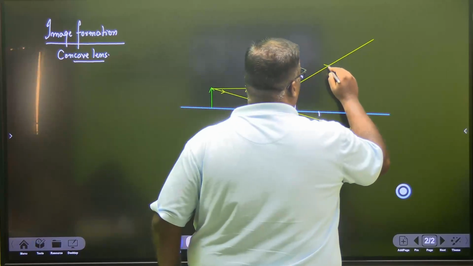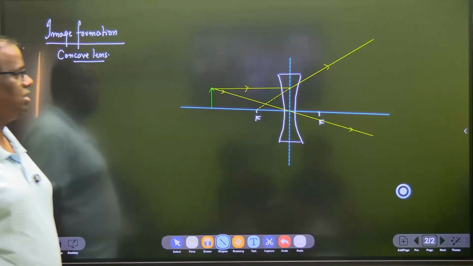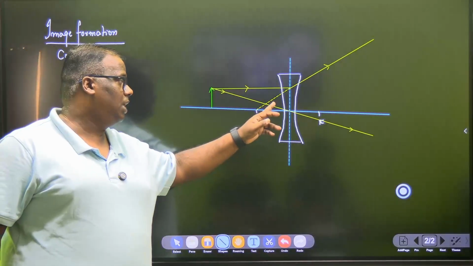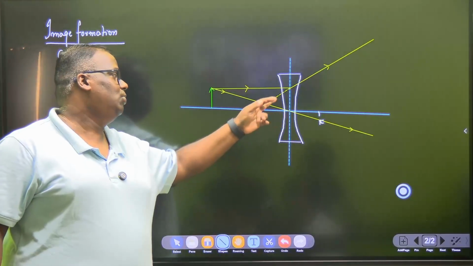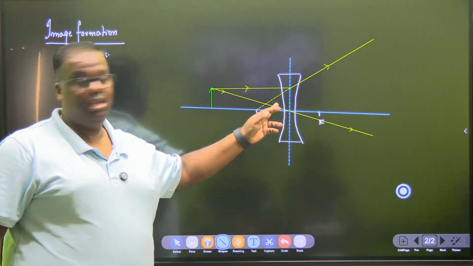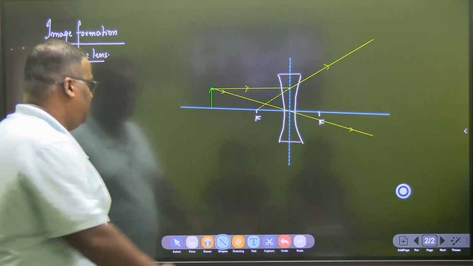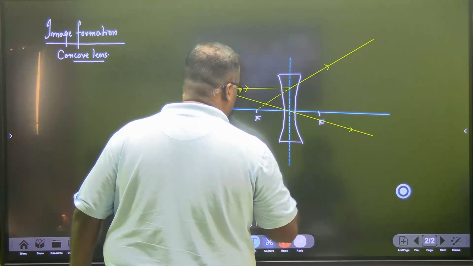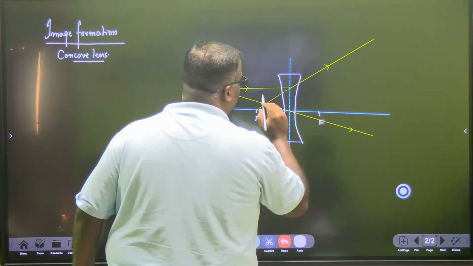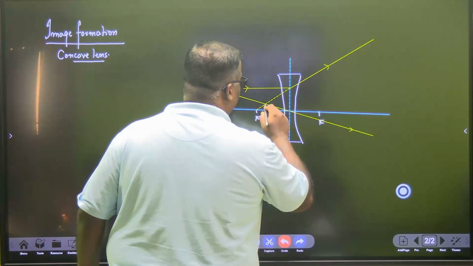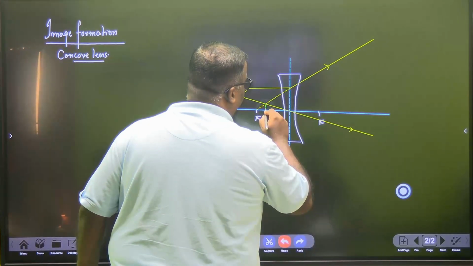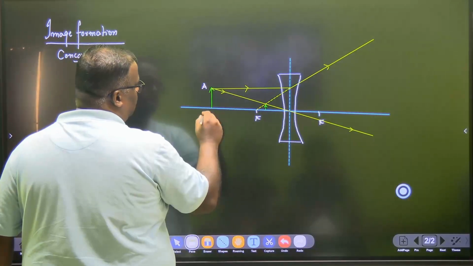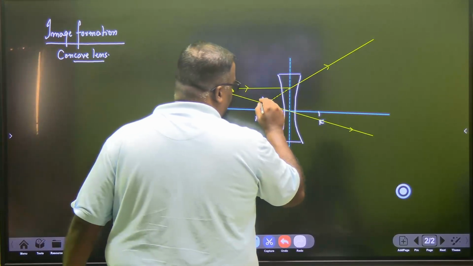You need two rays to intersect. You can never get two rays to intersect. So there will be intersection of one extrapolated ray. Observe, don't just draw, watch first. This is something new. Intersection of one extrapolated ray and one original ray. And then your image will be created here. But since there is one extrapolated ray, the image will always be virtual. However, the image will be erect. This is your image. So let us name it. This is A dash B dash.